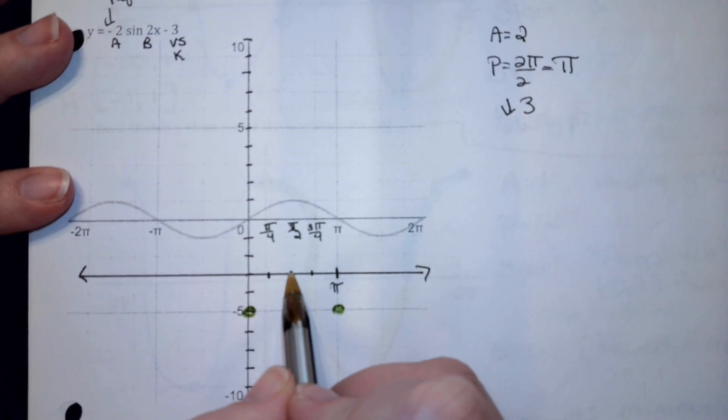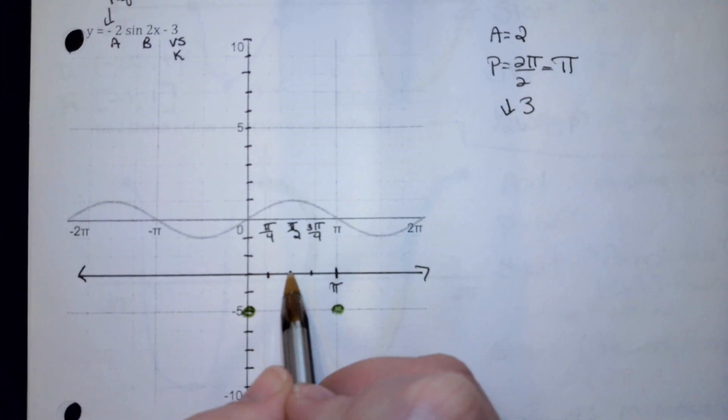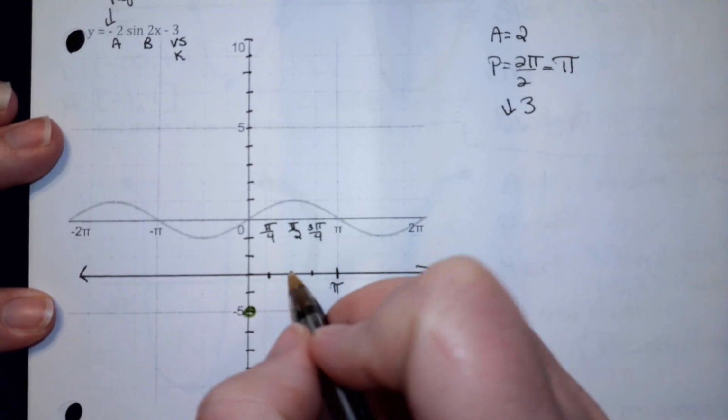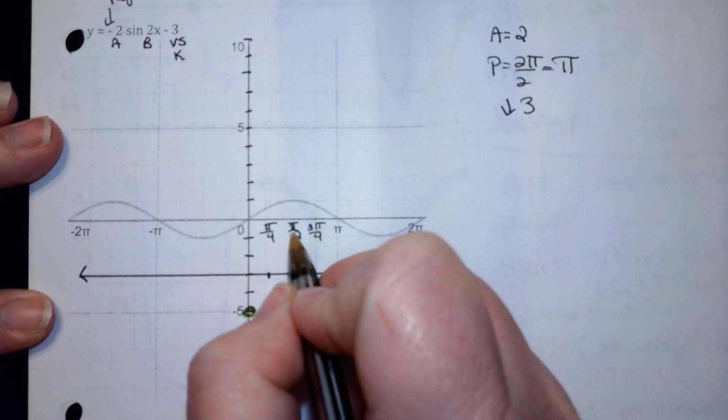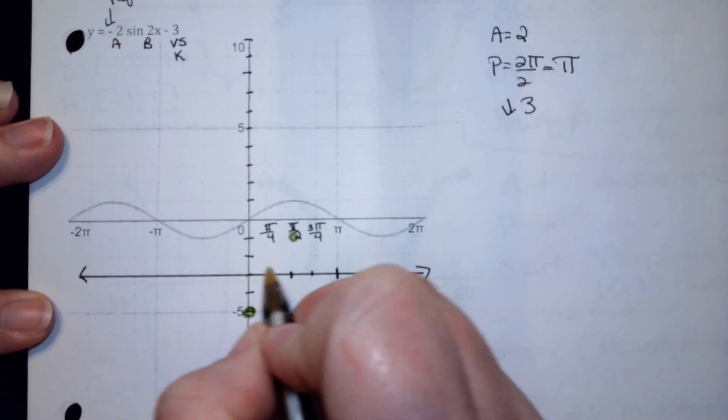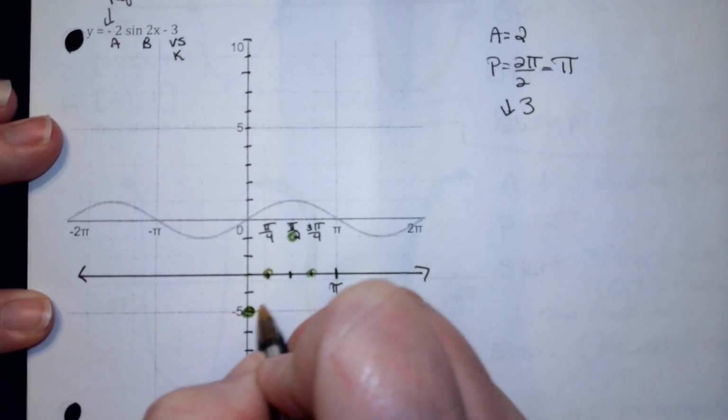The halfway point was normally our minimum, but because it's been reflected, it's now going to be our maximum. So from the midline, we're going to count up 2. And these two right here are going to be our crossover points.